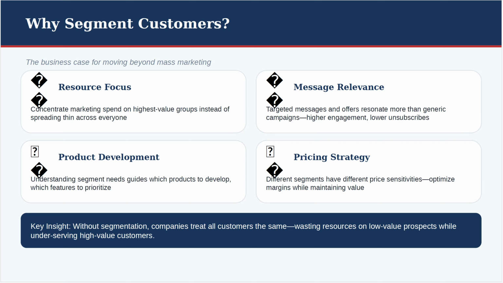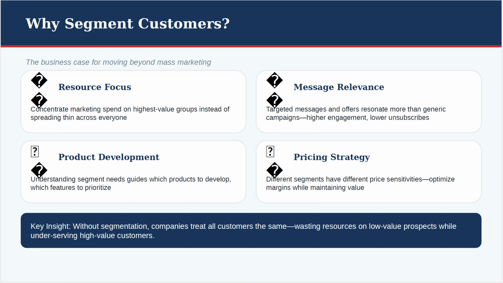Reason 1 is resource focus, which is marketing budgets are finite. If you spend equally on all customers, you're under investing in the high value segments and over investing in the low value ones. And segmentation helps allocate resources very optimally. For example, a retailer might find 20% of customers generate 80% of the profit, the classic Pareto rule. So why spend an equal amount of marketing dollars on the 80% who barely contribute?